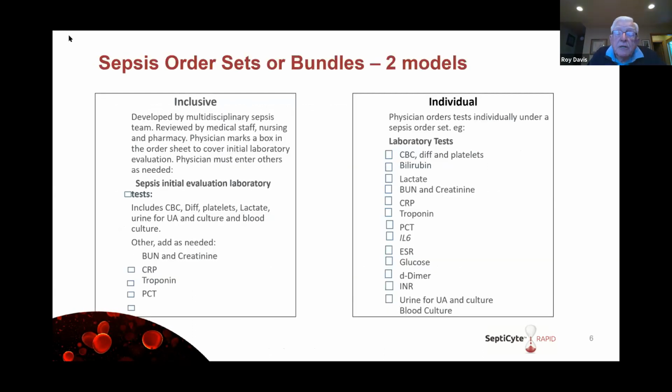Sepsis order sets or bundles: there are two models generally used in most hospitals today. One is an inclusive model that's usually developed by a multidisciplinary team who are interested in and experts in sepsis, reviewed by the medical staff, nursing, and pharmacy, and this develops a sepsis initial evaluation laboratory test bundle that includes things such as CBC, diff, platelets, lactate, etc. And this limits the overuse of multiple tests early in the process that may not have value for the diagnosis. The other model is the individual model, where the physician can order these tests individually as seen fit by that person. This sometimes results in multiple tests being ordered early and what we call the absence of diagnostic stewards.